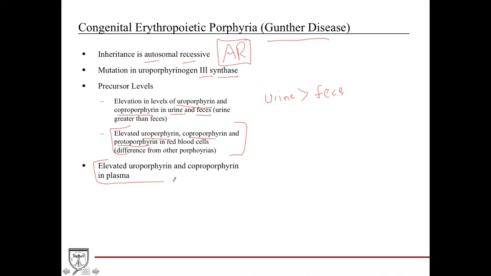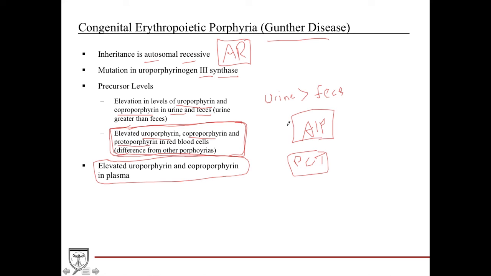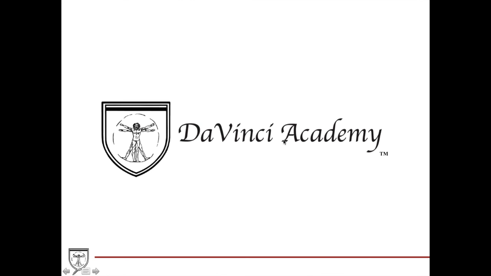Ultimately, you're also going to see elevated uroporphyrin and coproporphyrin in the plasma, but this is how you're going to figure out that this is different from the other ones in this box right here. And this is probably the most important aspect that you're going to have to memorize within this disease. But like I said, AIP and cutanea tarda are the ones that are probably the most tested on. And I told you those hallmarks that you need to figure out and memorize within those respective diseases. And that concludes this chapter of Da Vinci Academy.